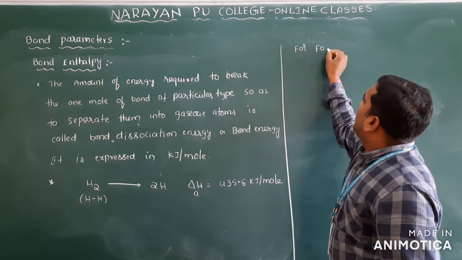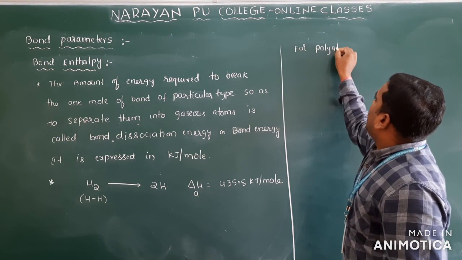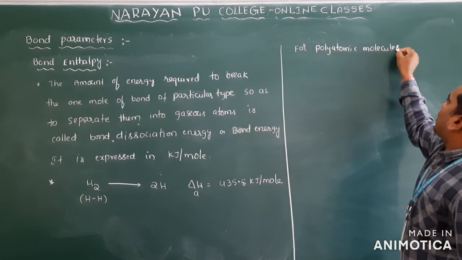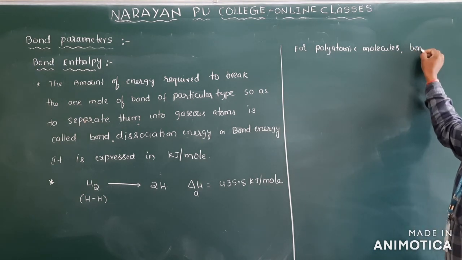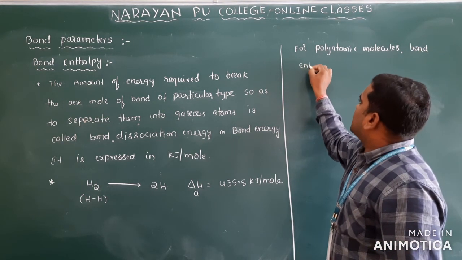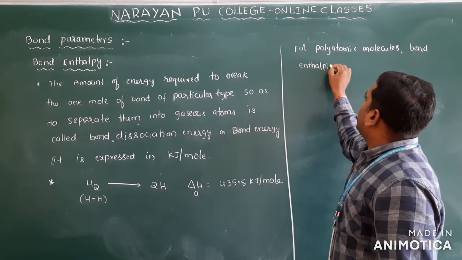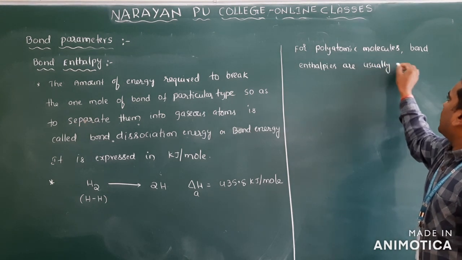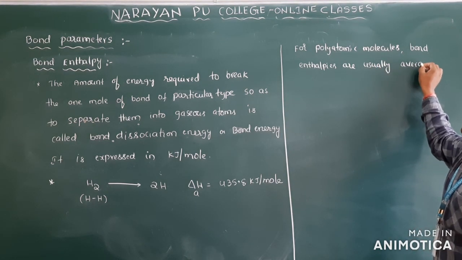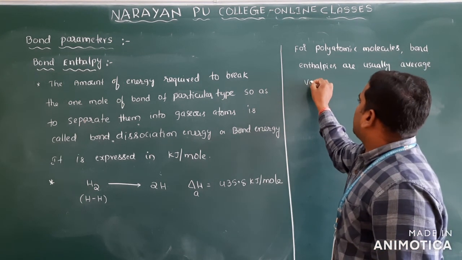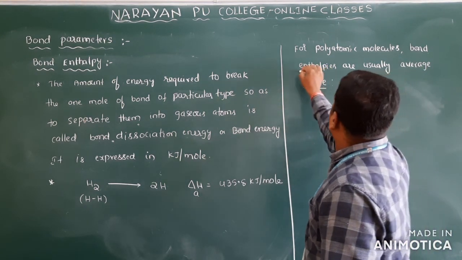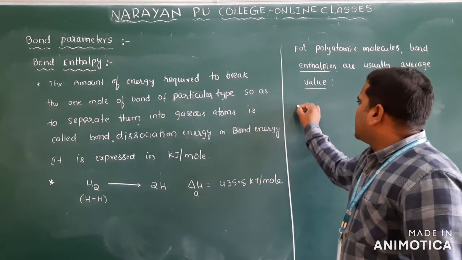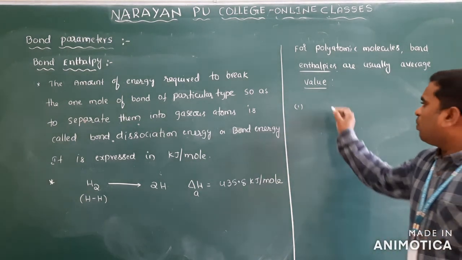For polyatomic molecules, bond enthalpies are usually average values. You have to take the average values of bond enthalpies. Why do we have to take average values of bond enthalpies? Clear? Why? Because suppose I write here the H2O molecule. What is it here?